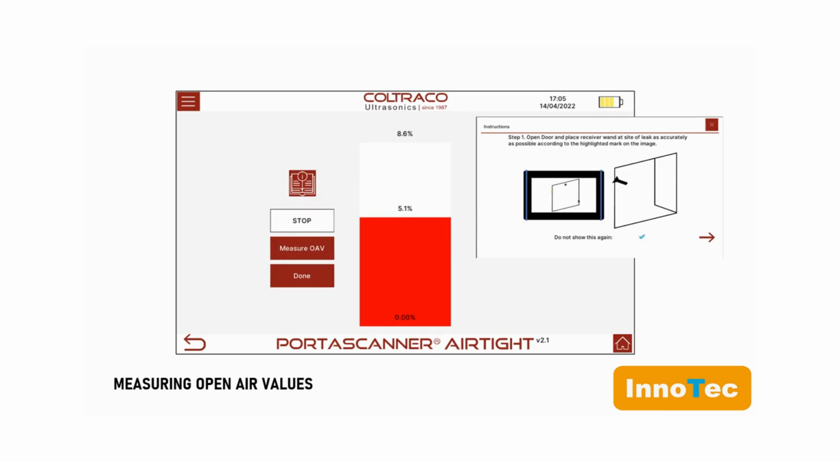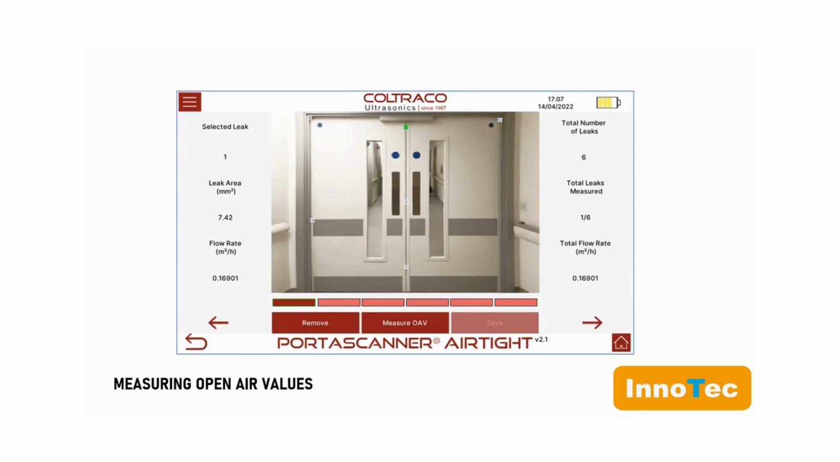For an openable structure, open it and position the wand in approximately the same position as the detected leak, as shown in the instructions dialog. Take the measurement by pressing Measure OAV and repeat for each leak by pressing Done, navigating with the arrow buttons and pressing the Measure OAV button once more.